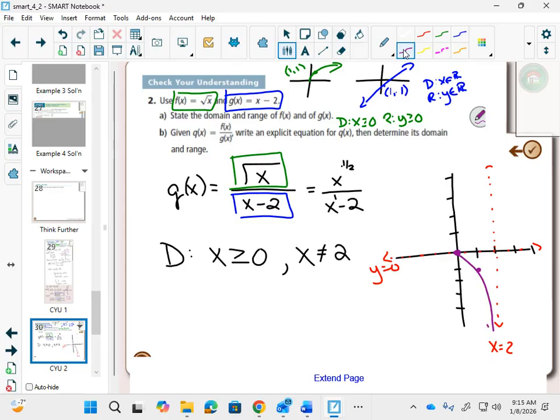This is enough to tell us that our graph is doing this in this section. The next nice point on my square root graph, mental math-wise, would be 4, 2. So I'm going to look on my blue graph and realize that I have 4, 2 as well. If I divide my y values, I have 4, 1.